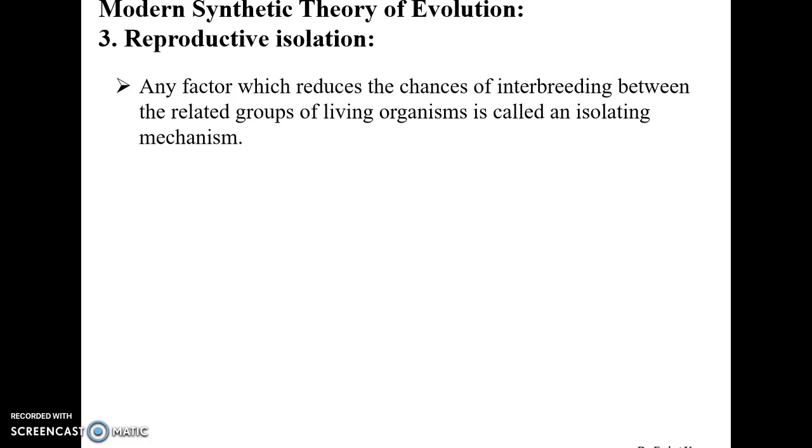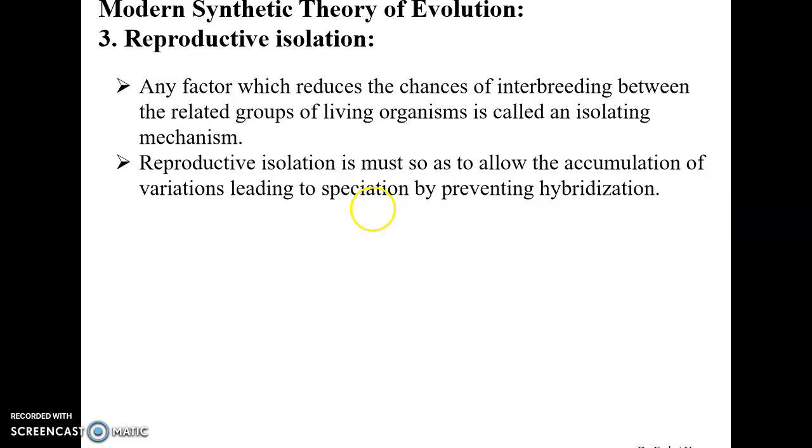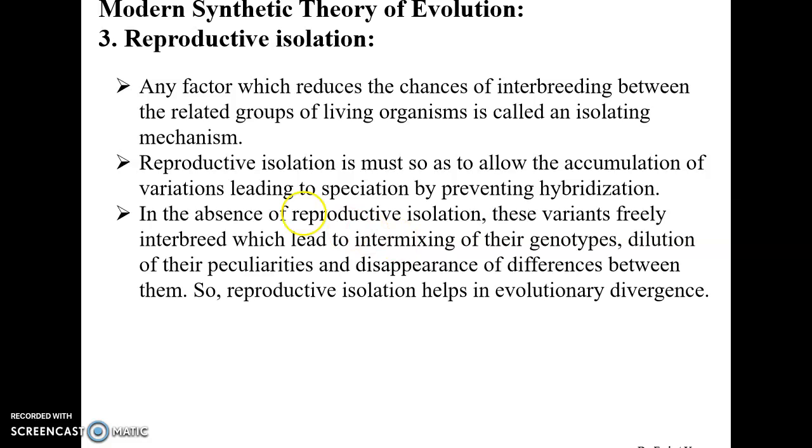Third important postulate of modern synthetic theory of evolution is reproductive isolation. Any factor which reduces the chance of interbreeding between related groups of living organisms is called an isolation mechanism. Reproductive isolation is a must, as it allows the accumulation of variations leading to speciation by preventing hybridization. In the absence of reproductive isolation, these variants freely interbreed, which leads to intermixing of their genotypes, diluting their particularities and disappearance of differences between them. So reproductive isolation helps in evolutionary divergence.